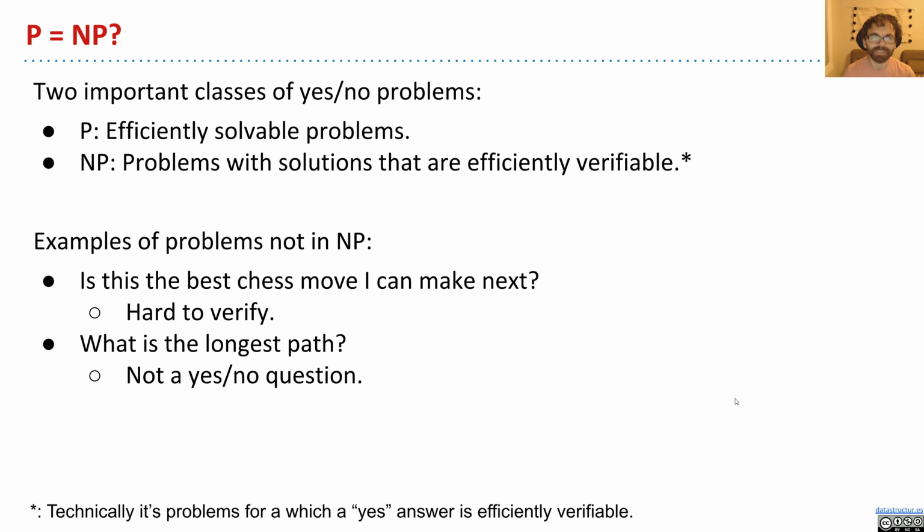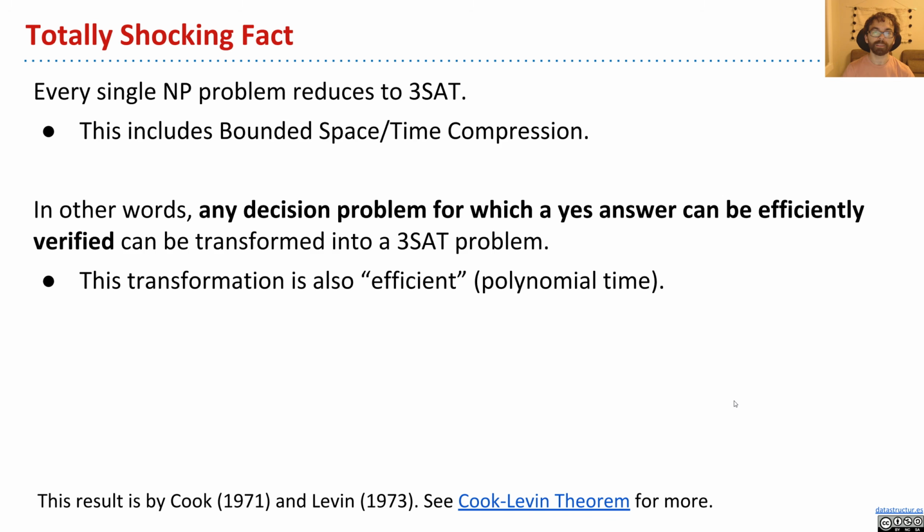Okay, that's as technical as I'm going to get for P equals NP, so let's move on. Now here's a totally shocking fact. This one should blow your mind. Every single NP problem out there reduces to 3-sat. So that includes bounded space-time compression. It is a yes-no question. That is, bounded space-time compression is a yes-no question for which a yes answer can be efficiently verified.